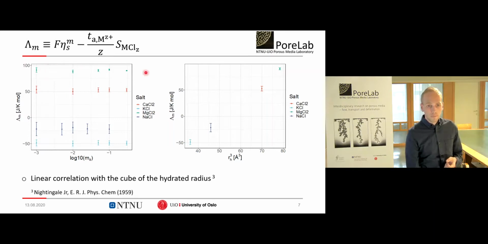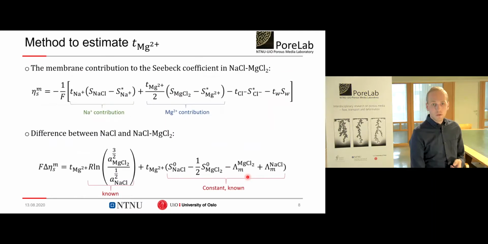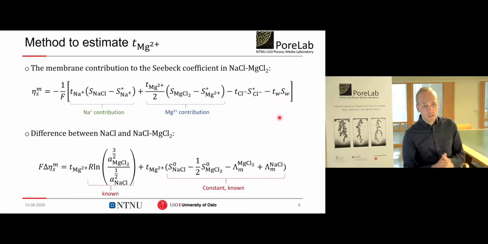That leaves us with a term which is constant for the different concentrations, and we have called this term the lambda. What is interesting about the lambda is that it shows a linear correlation with the cube of the hydrated radius. And while we do not yet know the nature of this correlation, it could be useful to estimate the performance of other ions. And we will also use this lambda value for the next section, which is the binary solutions.